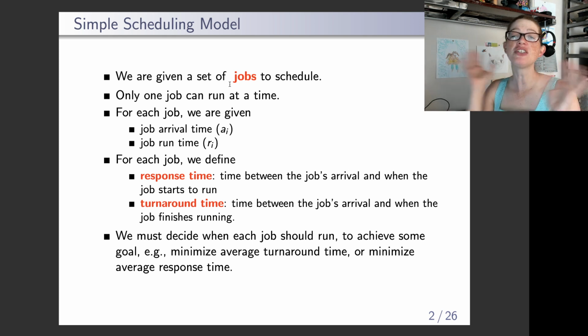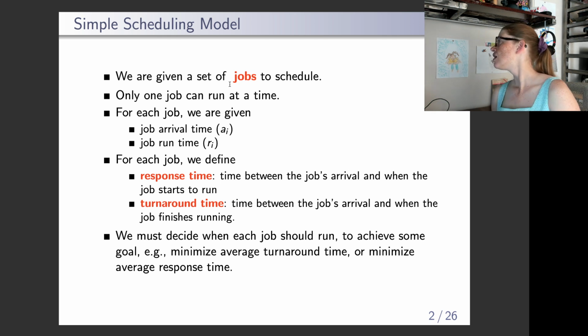Now, for each of these jobs, you've been given two pieces of information. Number one, what time the job arrived in the queue, and number two, how long it's going to take for that job to run. So a job arrives and says, I arrived at 9:46 a.m. and I'm going to take 5 minutes to run. There are some metrics that we can use with respect to these jobs.